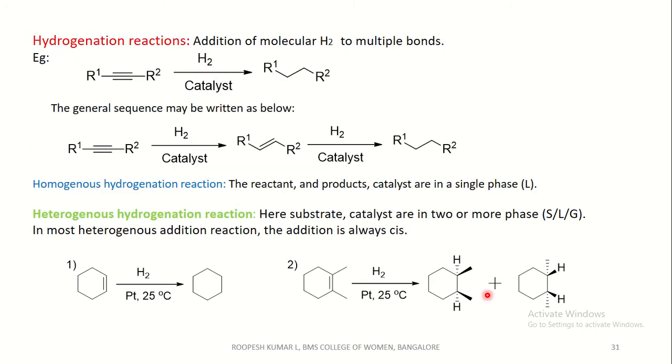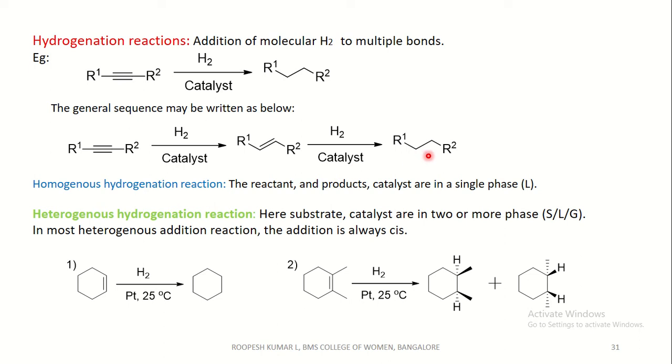Coming to hydrogenation reaction, addition of molecular hydrogen to multiple bonds. That is, carbon-carbon triple bond on hydrogenation, that is on reaction with hydrogen in the presence of catalyst, forms an alkane. The general sequence may be written as below, that is triple bond on reaction with molecular hydrogen in the presence of catalyst. First it gets reduced to a double bond, and then with the consumption of one more equivalent of hydrogen in the presence of catalyst, it gets converted to alkane.